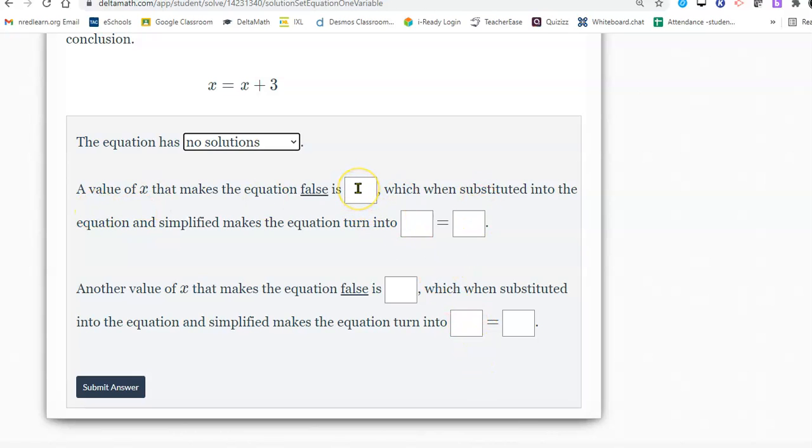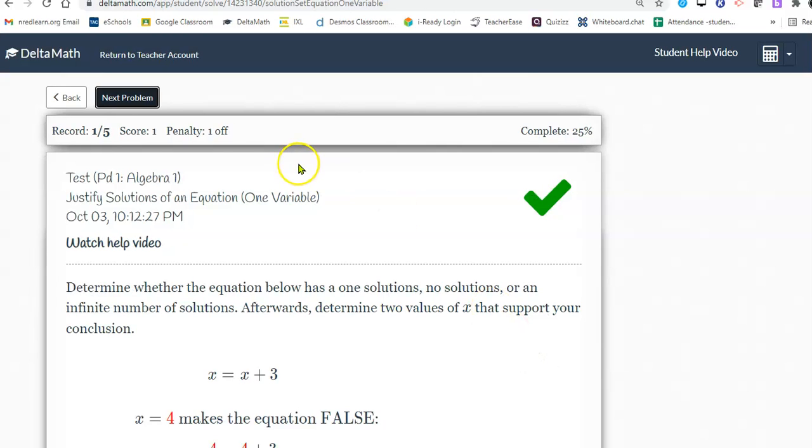Now, this one is so easy it feels hard, but they just want you to prove that it doesn't work. So pick any number you want. A value for x that makes the equation false would be 5. Because when I plug in a 5, the left is 5, but the right is 8. What's another number that doesn't work? 0. If I plug in a 0, the left would be 0 and the right would be 3. So there's my proof that no number works. Submit your answer, and you're done.